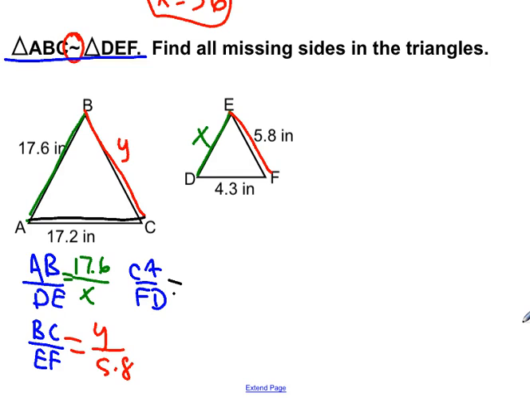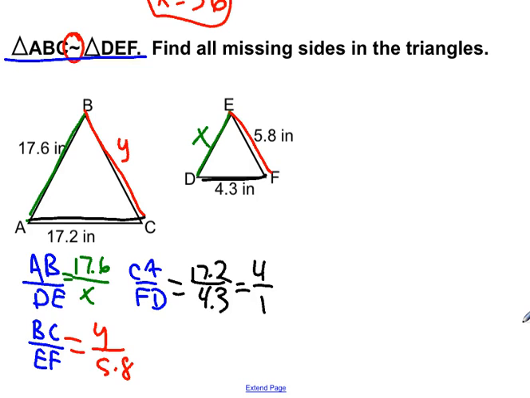We know CA, that's 17.2. FD is 4.3. Now, this is really helpful. That's 17.2 and 4.3. Those are two sides that correspond, and we know the measurements of both of them. So what we want to do now is take that ratio and simplify it. This is where your calculator comes in really handy. If you type in 17.2 divided by 4.3, you end up getting that it simplifies to 4. And then you want to write a ratio as a fraction. So you would say that it's 4 over 1.